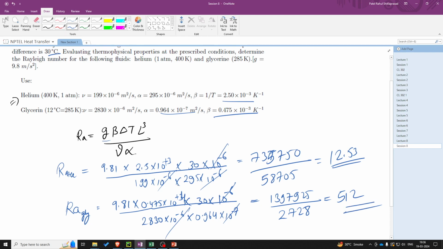So we found out that the Rayleigh number for helium for the given values of temperature and pressure was 12.53, and the Rayleigh number for glycerin for different values was around 512.41. So this is how you calculate the Rayleigh number. Using this Rayleigh number, you can characterize whether the flow will be laminar or turbulent. That will help us to choose the correct correlation in order to find the heat transfer coefficient.